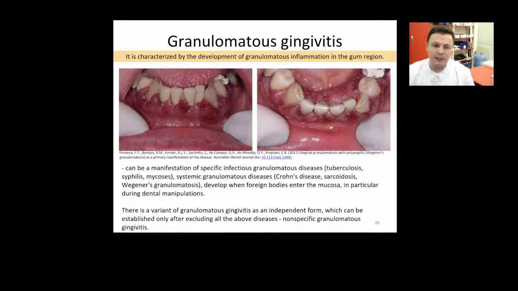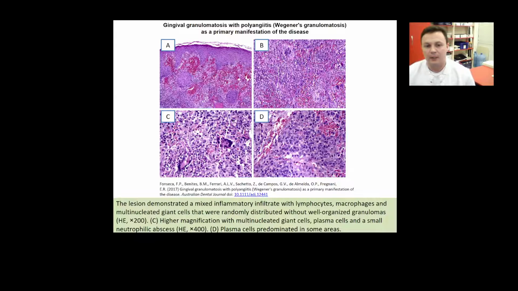Granulomatous gingivitis. It is characterized by development of granulomatous inflammation in the gum region. Granulomatous gingivitis can be a manifestation of specific infectious granulomatous diseases such as tuberculosis, syphilis, or mycosis. Systemic granulomatous diseases like Crohn's disease, sarcoidosis, and Wegener's granulomatosis, or granulomas that develop when foreign bodies enter the mucosa, in particular during dental manipulations. There is a variant of granulomatous gingivitis as an independent form, which can be established only after excluding all the above diseases. We call it non-specific granulomatous gingivitis.